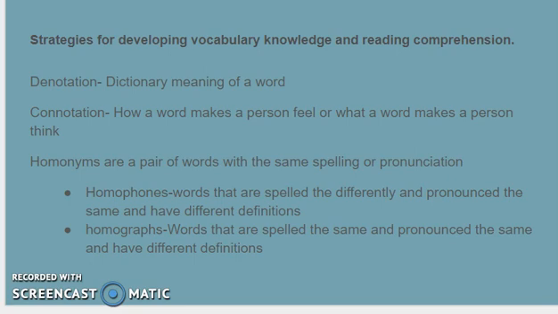Homographs are words that are spelled the same, but have different definitions. An example of a homograph would be can and can. So can, meaning someone is able to do something, and can, meaning the tin can that you might drink a pop out of.